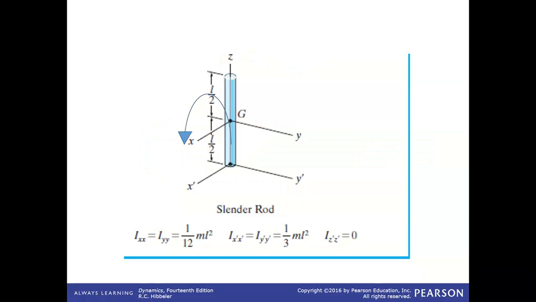Okay. And then if you need to rotate this about x dash axis, which is parallel to x axis, then its moment of inertia is 1/3 ml². So what does it mean? The rod will have... now 1/3 is a bigger number than 1/12. So 1/3 is greater than 1/12. That means the moment of inertia about x dash is more than the moment of inertia about x.